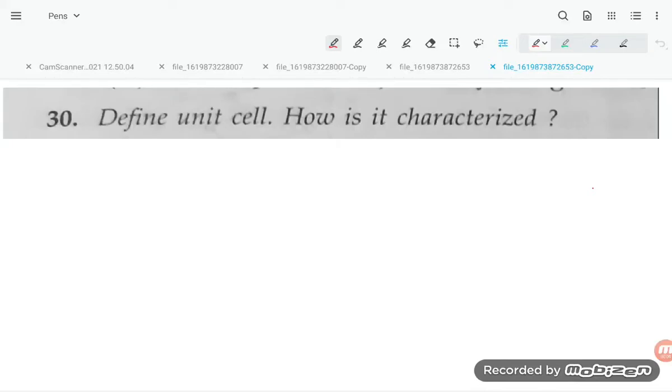Hello students, now let us see one topic from the solid state. They are asking us to define the unit cell. How is it characterized? Okay, so what is a unit cell? The unit cell is the smallest portion of the crystal lattice.